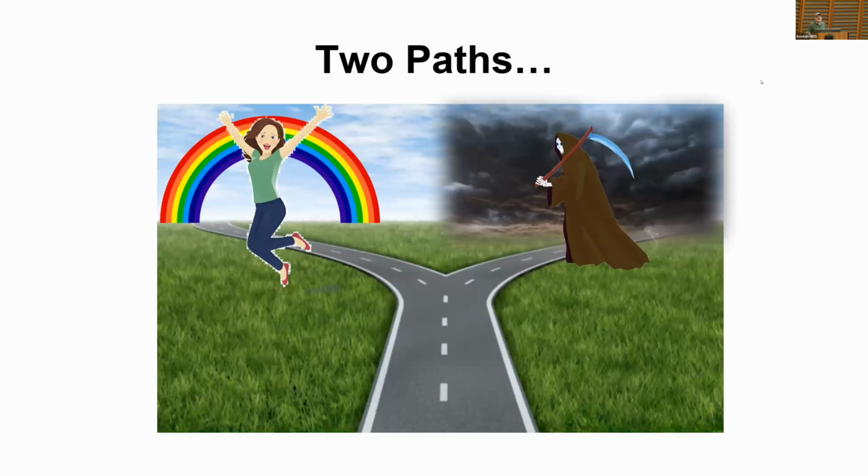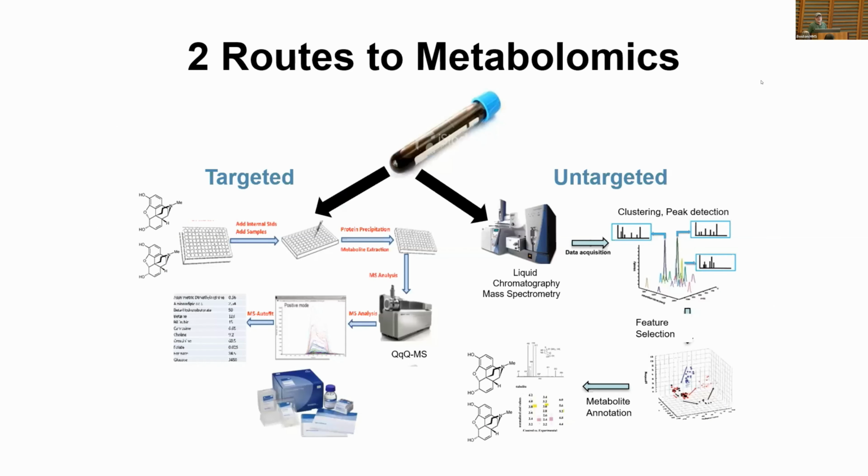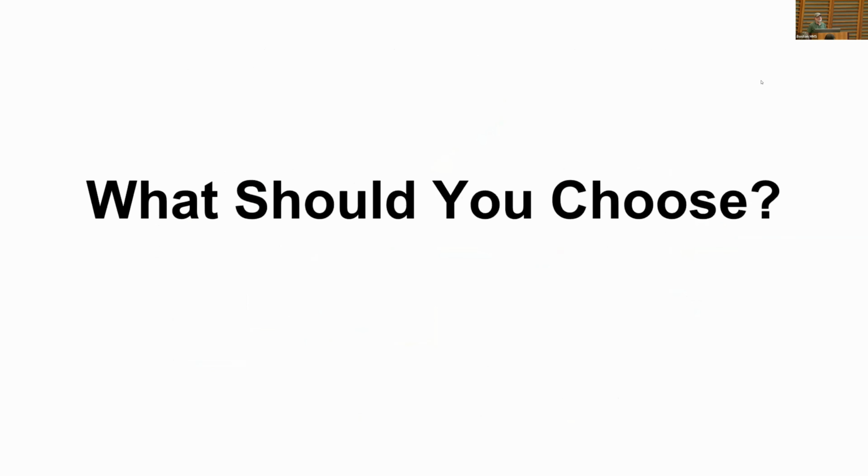So there are two paths. One that leads to rainbows and ponies and unicorns, or another one that potentially leads to the Grim Reaper. So the question for us is, which of the two routes for metabolomics should we choose?